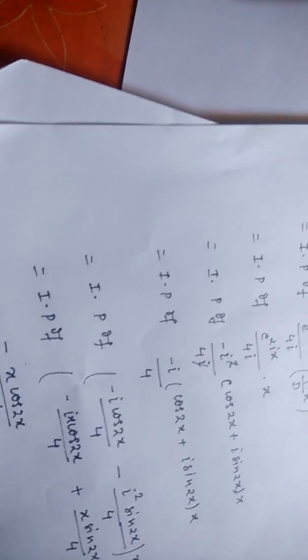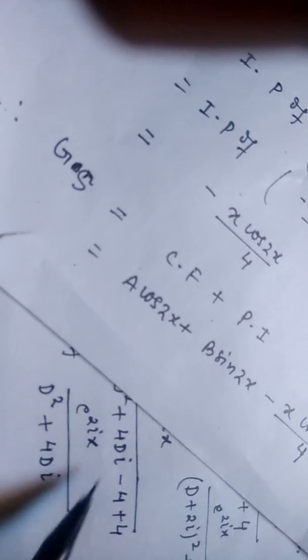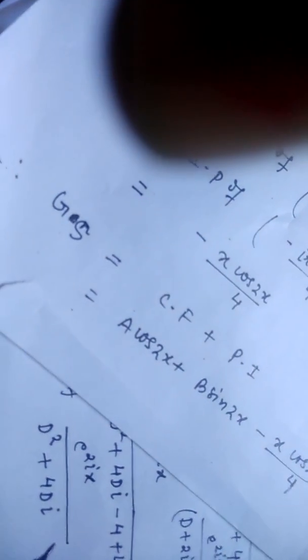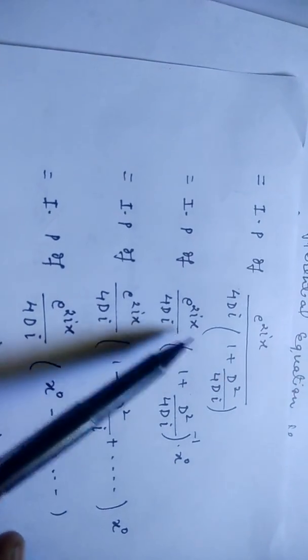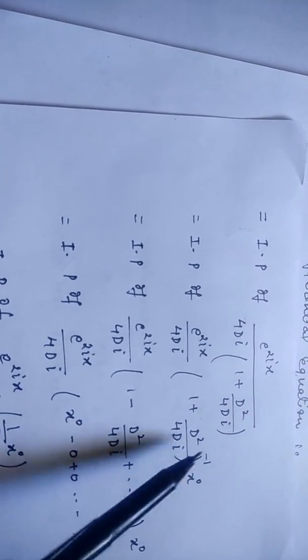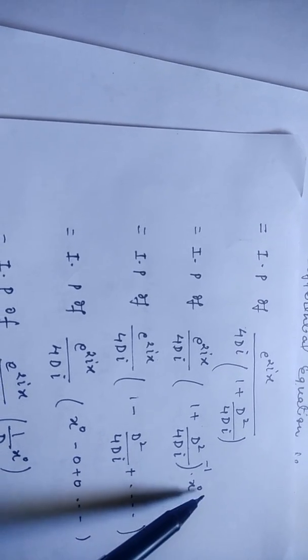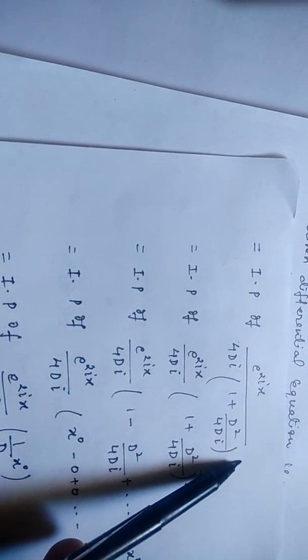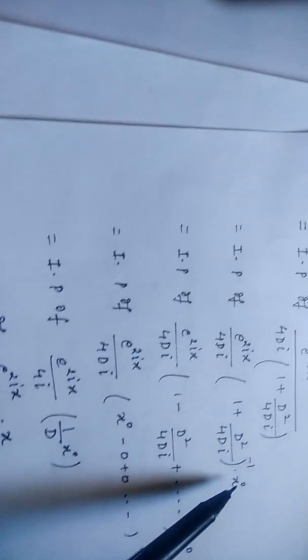We have taken 4di outside because if we do not take 4di common and take d square common instead, then we get an infinite solution. And here we have to find an exact solution, and that's why we have put 4di as common. So this is equal to the imaginary part of e to the power 2ix divided by 4di, bracket 1 plus d squared divided by 4di whole inverse into x to the power 0. Here we have put x to the power 0 because there is no function left here, and this is the value of 1 here. That's why we have written x to the power 0.